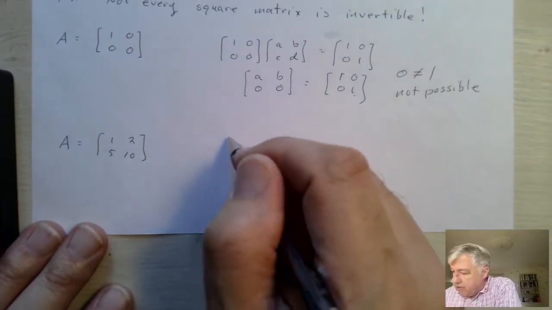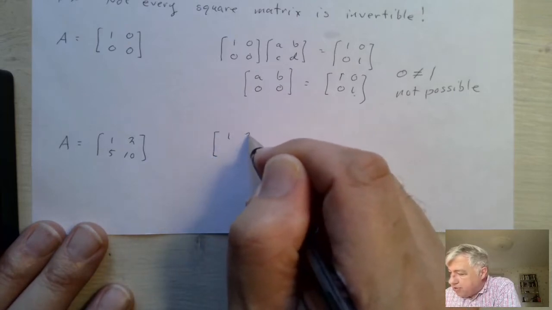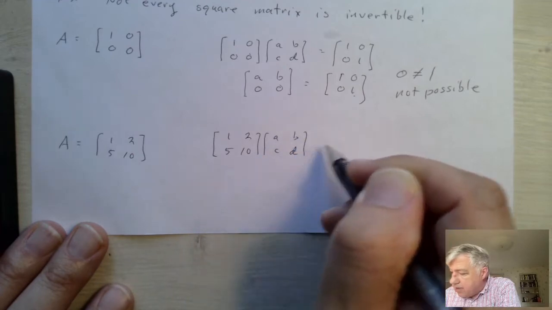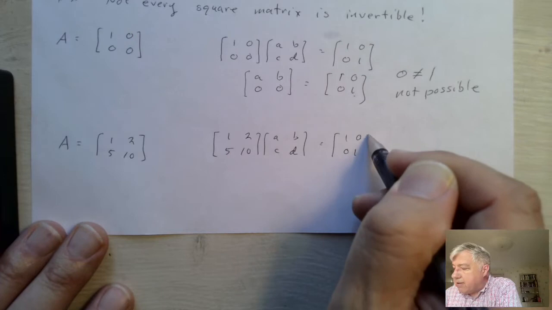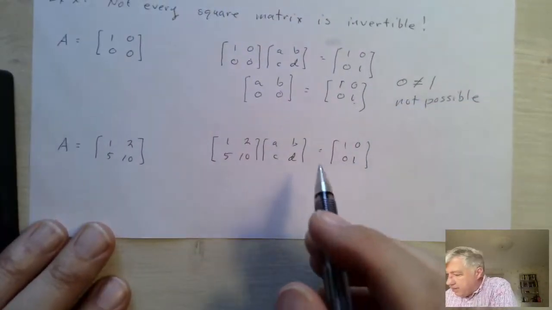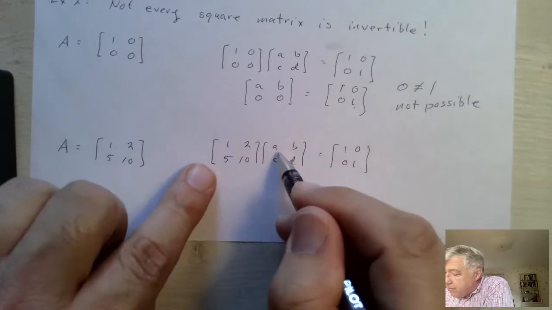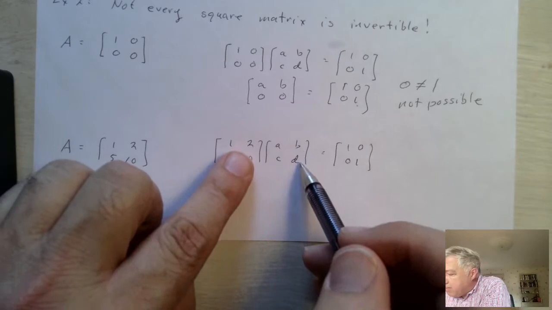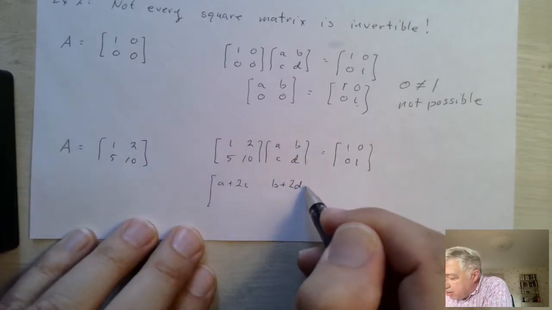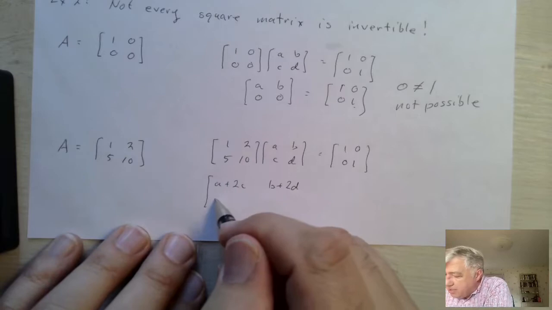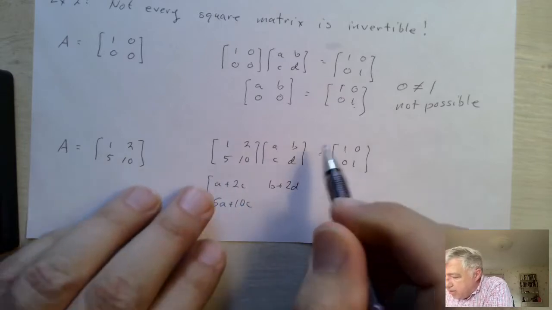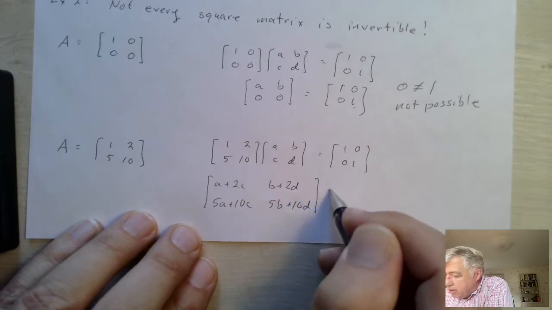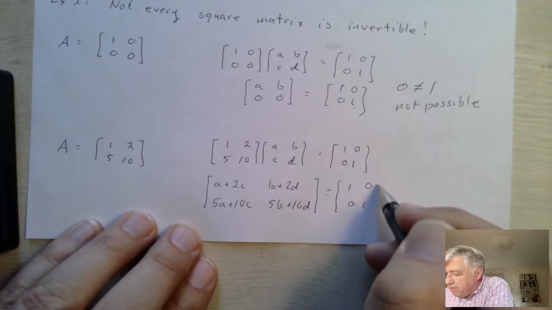Well, if we do the same thing and multiply this matrix 1, 2, 5, 10 times A, B, C, D, and set that equal to the identity, what happens in that case? Well, we get A plus 2C for the first entry, then B plus 2D, 5A plus 10C, and 5B plus 10D. And that's equal to 1, 0, 0, 1.